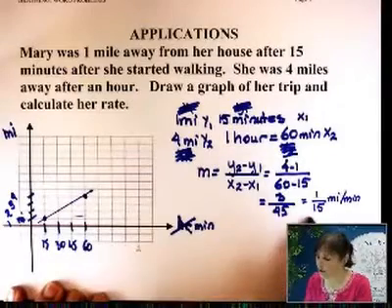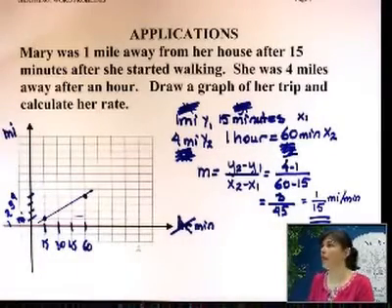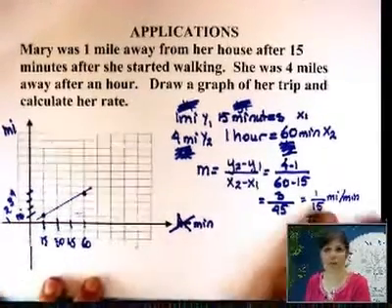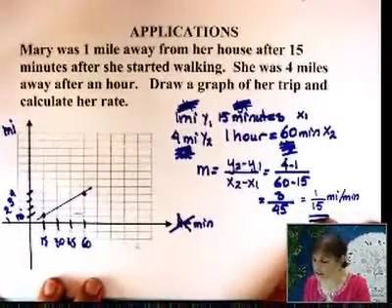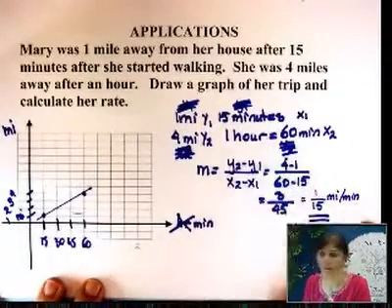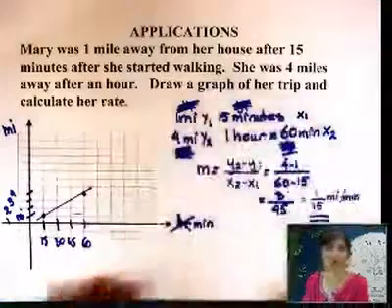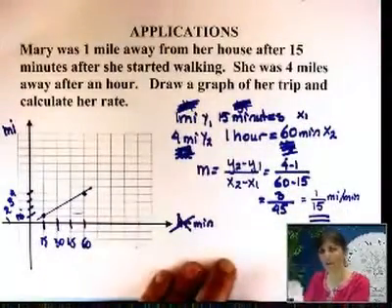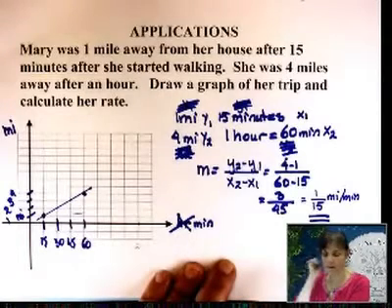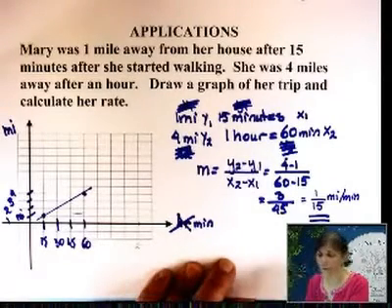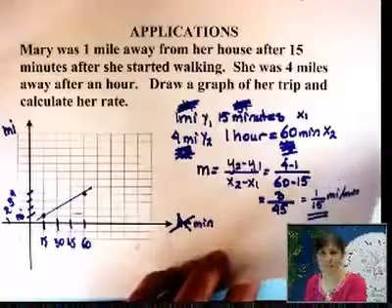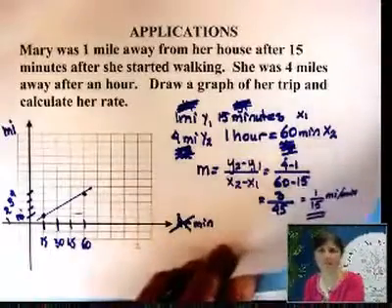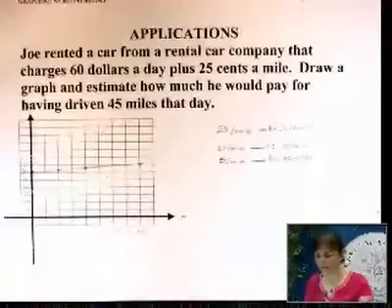Make sure in word problems you have units for the rates. I did miles per minute because I was given minutes and miles. You could have done the same problem the other way, with minutes on the y-axis and miles on the x-axis, but that doesn't make a whole lot of sense because we usually measure the rate in miles per hour, distance over time.